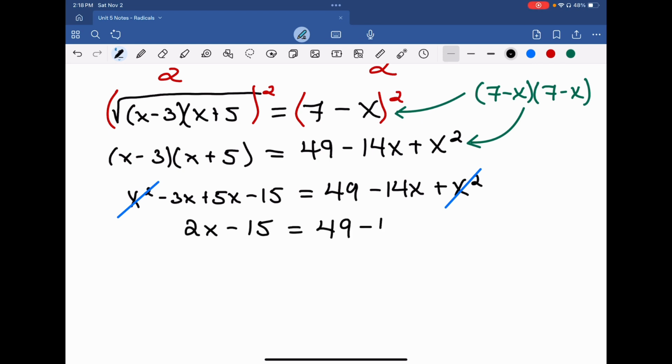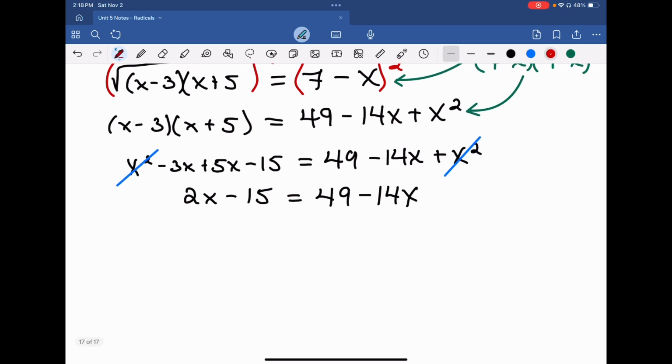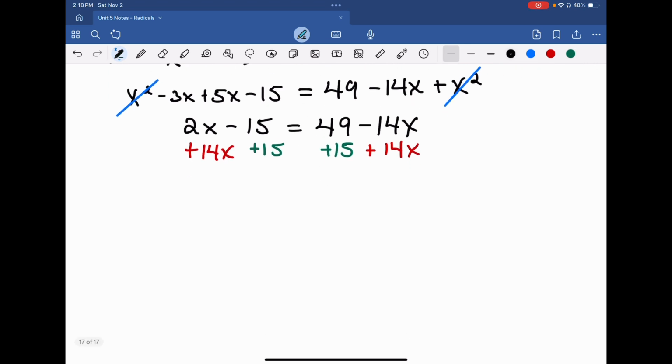When I combine the like terms on the left, it gives me 2x minus 15 is equal to 49 minus 14x. If I realize the x's can be brought over to the left-hand side and made positive, I'm going to go plus 14x, plus 14x. And at the exact same time, I'm going to end up adding 15 in order to eliminate it from my left-hand side. Here's what my last step would become. 16x is equal to 49 plus 15.